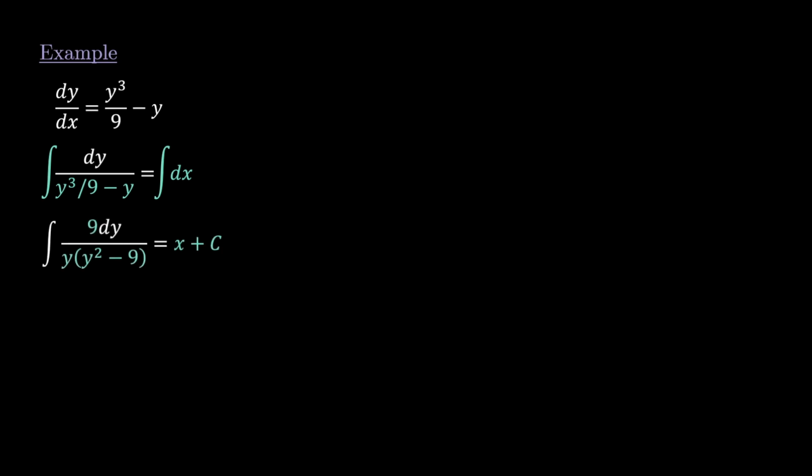So we move over. We go ahead and separate the y's and the x's on each side. We integrate. We multiply the top and bottom with 9, so we can get rid of the y cubed over 9. Then we have this. Now we're going to go ahead and split the y squared minus 9. So we get this. Now we can see that this is a partial fraction decomposition problem because we want to split the denominator.